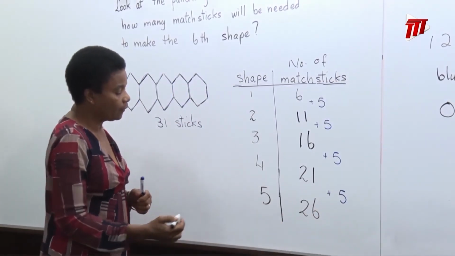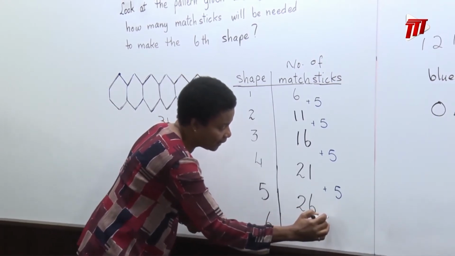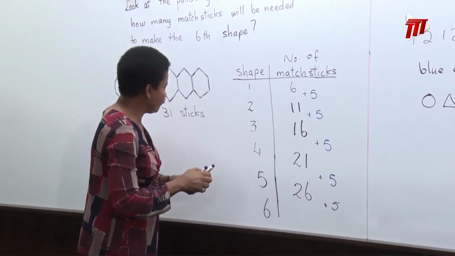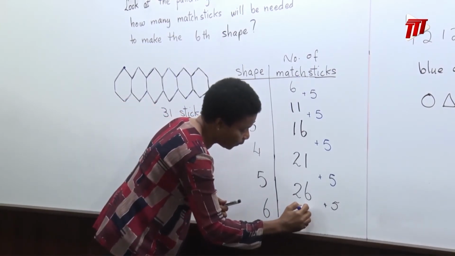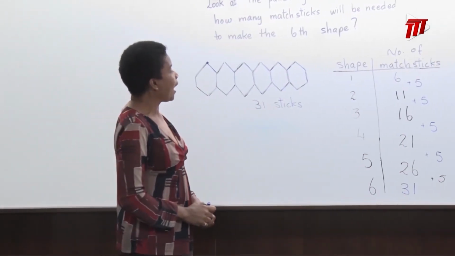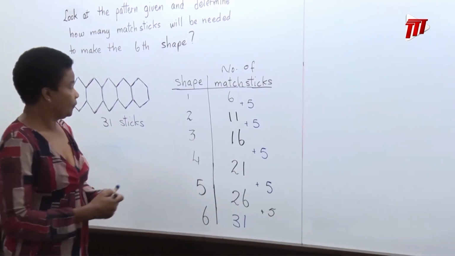And therefore, for the sixth shape, we are going to add 5 to 26, and we should get 31. 26 and 5 is 31. Therefore, if I should challenge you as to how many matchsticks I will need for the ninth shape, let's go.